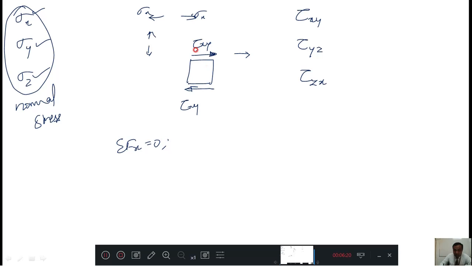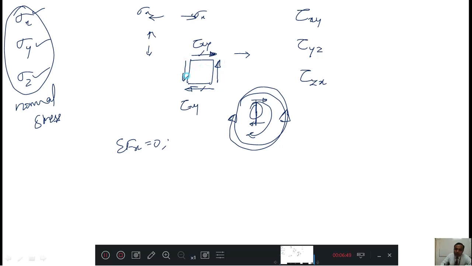But the body is not in equilibrium. This body is not in equilibrium. How? Because of this force and because of this force, this is acting like this and this is acting like this. Therefore, this body can rotate in this direction. To stop this rotation, I need to apply one more force in the opposite direction, but in the shear only. Therefore, I have to show this and this arrows.